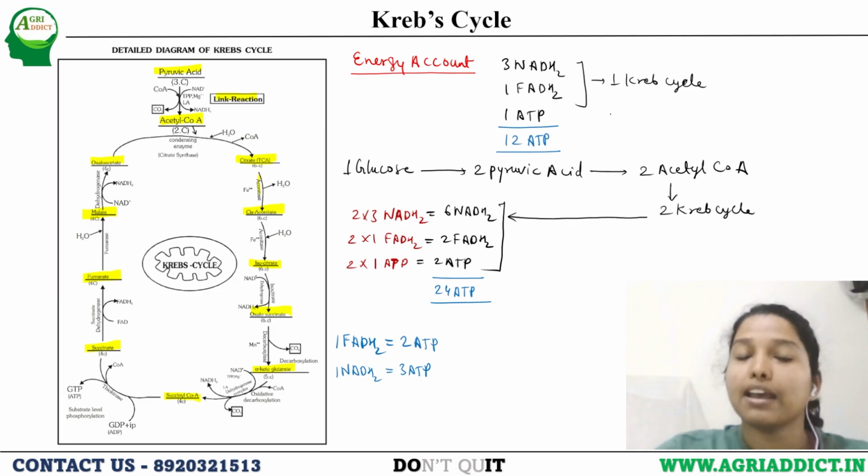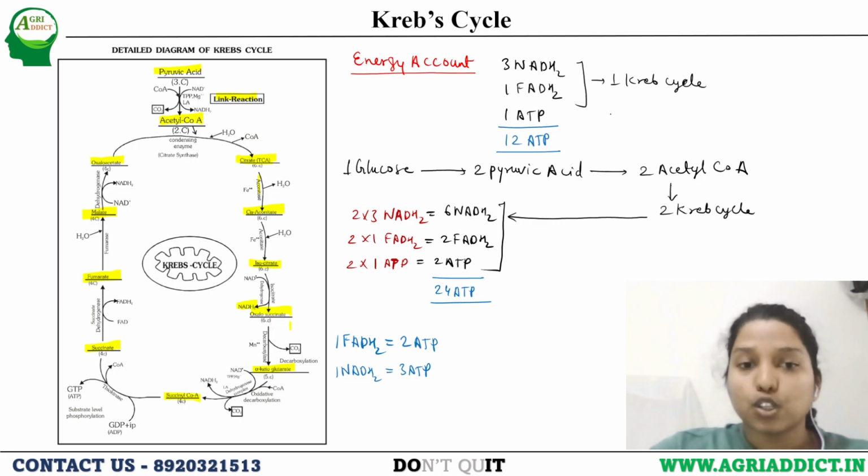So first is citrate, which is a 6 carbon compound. That's why we are calling it the C6 cycle. This citrate is getting converted into cis-aconitate in presence of the aconitase enzyme. Then cis-aconitate is getting converted into isocitrate, and this isocitrate is getting converted into oxalosuccinate. Here, one energy molecule is being formed. NADH2 is formed, so here we get the first energy in this cycle.